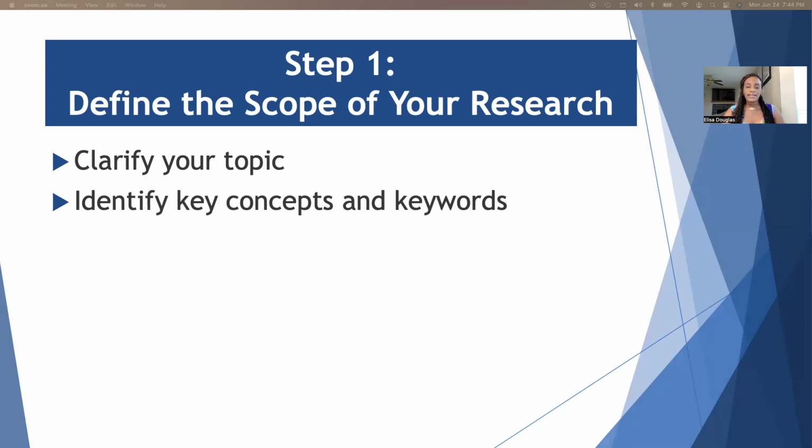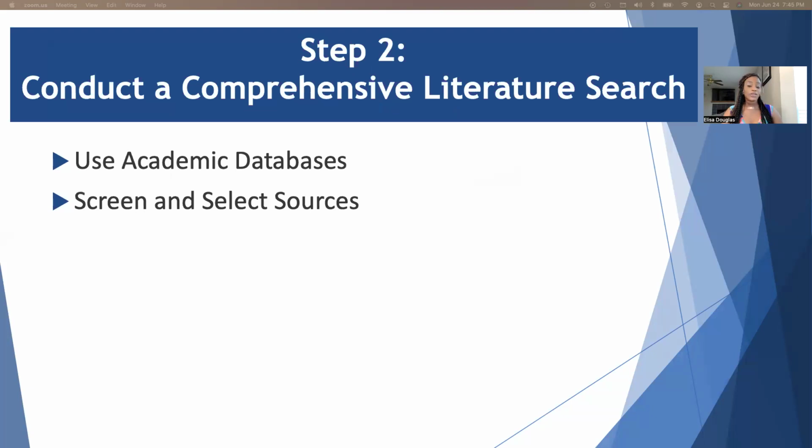The next thing for this step is that you should identify the key concepts and keywords. So you want to list the key concepts, variables, and terms that are related to your topic. Then these keywords will guide your search for relevant literature. For example, in the example that I used above, the key terms might include technology in education, student engagement, higher education, and educational technology.